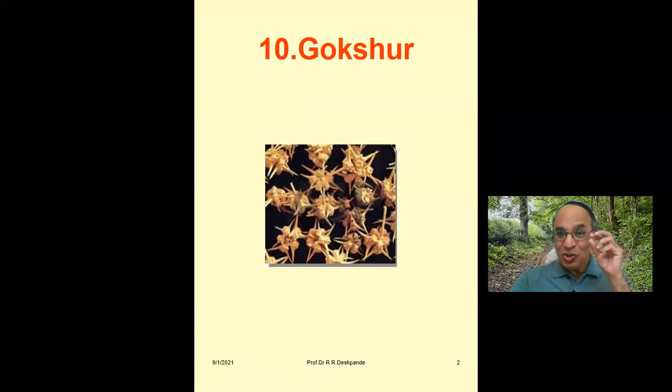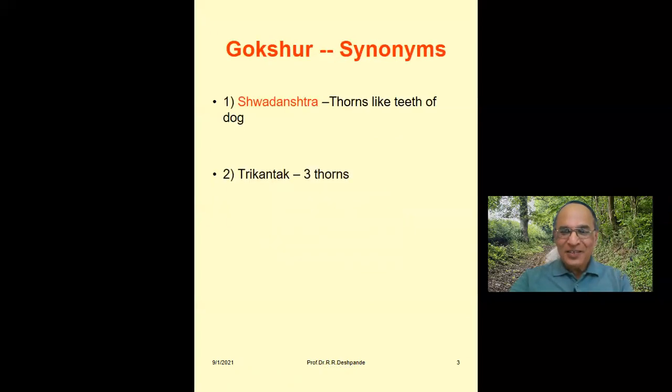So let us start to discuss this particular very interesting plant, that is Gokshur. Can you see the thorns? Thorns are there. So it's a very interesting plant. Synonyms. I am always telling you that synonyms are useful to understand sometimes the structure, sometimes the properties, and sometimes the action of the plant.